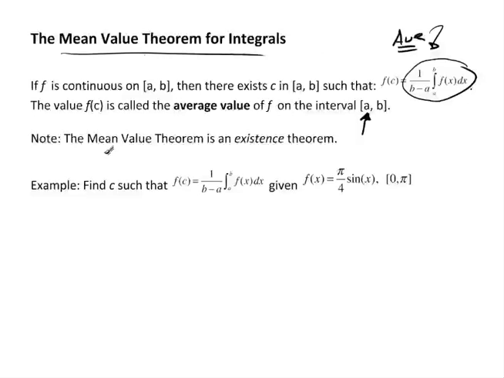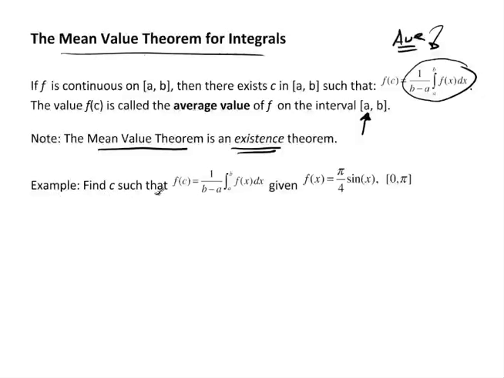Now, the mean value theorem is what's known as an existence theorem. It states that that value c exists, but does not tell you how to find it. It's up to you to figure that one out. It's simply an existence theorem. So, let's take a look at a quick example here.